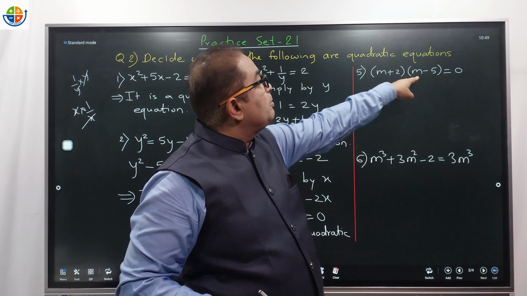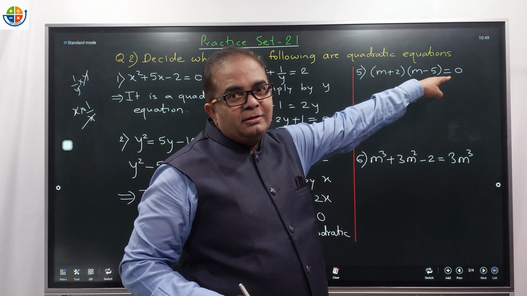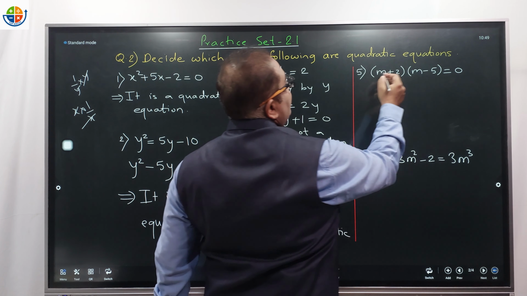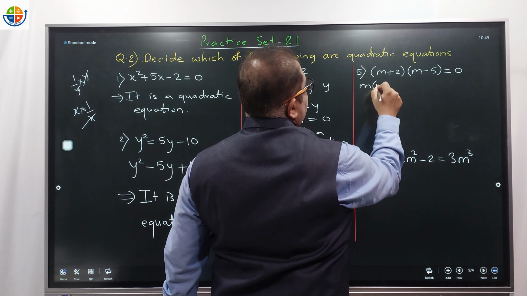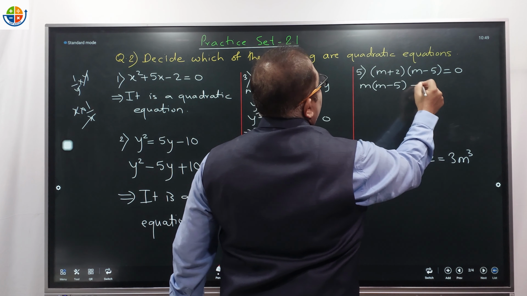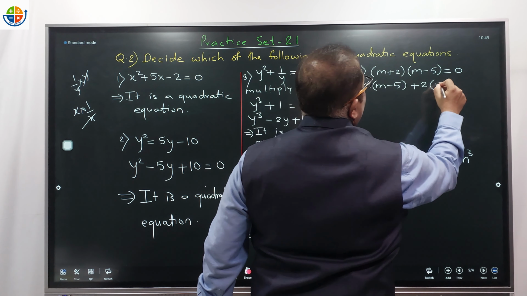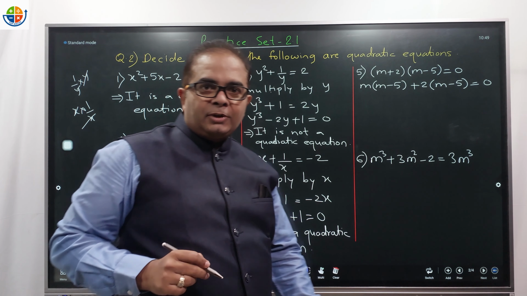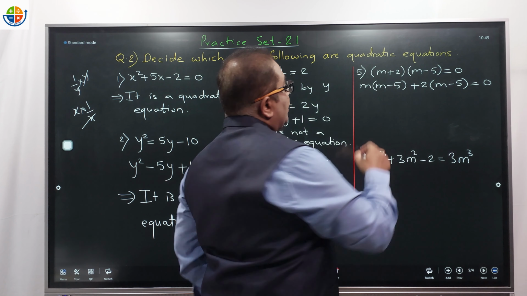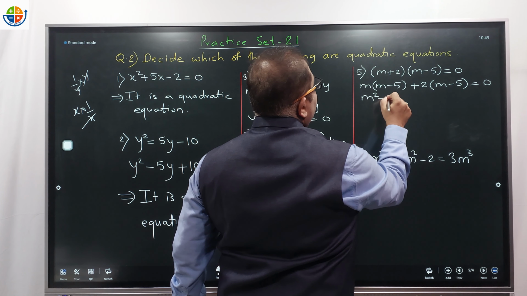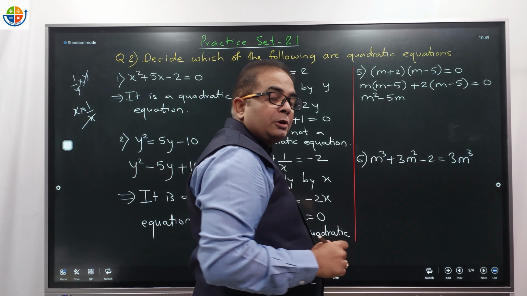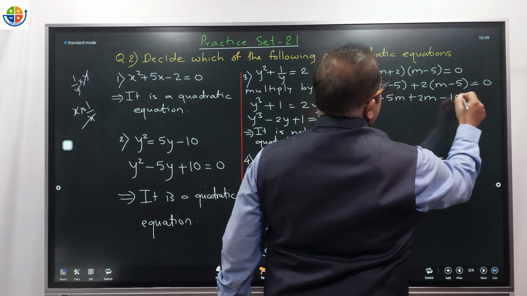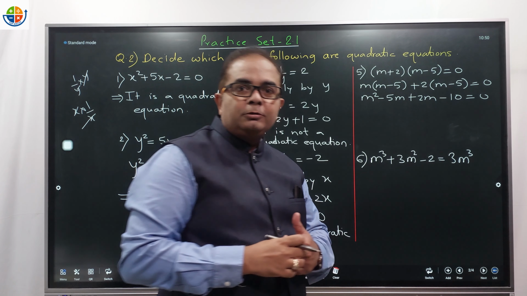चलते एग्जाम्पल नंबर 5 की तरफ. m प्लस 2 m माइनस 5 0. क्या करोगे यहाँ पे? यस, दो ब्रैकेट का मल्टीप्लीकेशन करेंगे. तो m इंटू एम माइनस 5 प्लस 2 इंटू अगेन m माइनस 5 इज इक्वल्स टू 0, है ना? m इंटू एम माइनस 5 m स्क्वायर माइनस 5m. 2 इंटू एम माइनस 5 2m माइनस 10 is equals to 0.